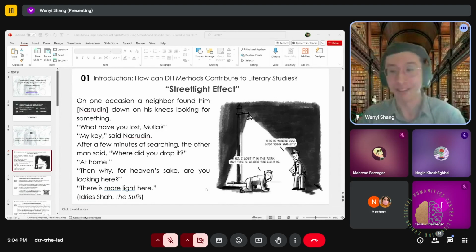There's more light here. So this story was popularized in the Western context afterwards, known as the figure on the right, where the person looking is a drunkard. That's called the drunkard effect. A person who is drunk looks for the key, although he lost his key in the park, but he looks for the key under the street light. So it is a metaphor to describe that people look for something where there is evidence available, rather than where there is a problem or meaningful question.